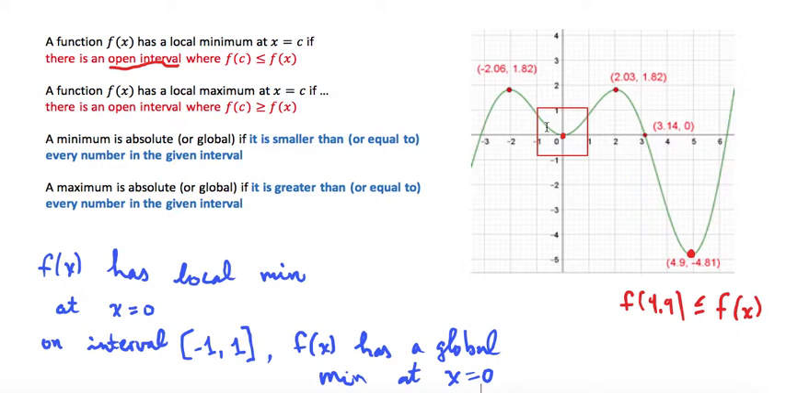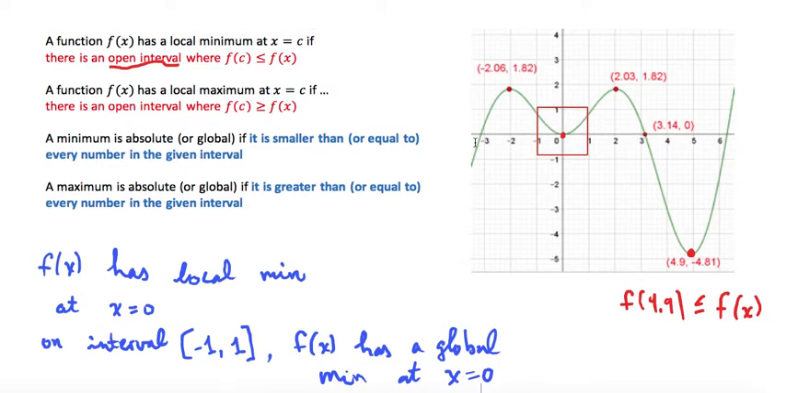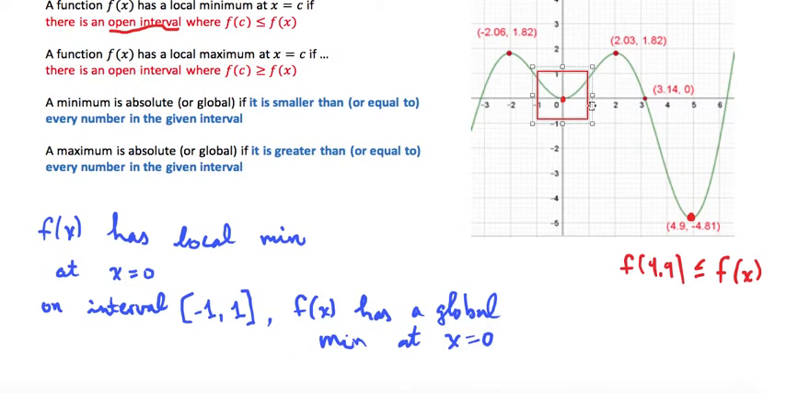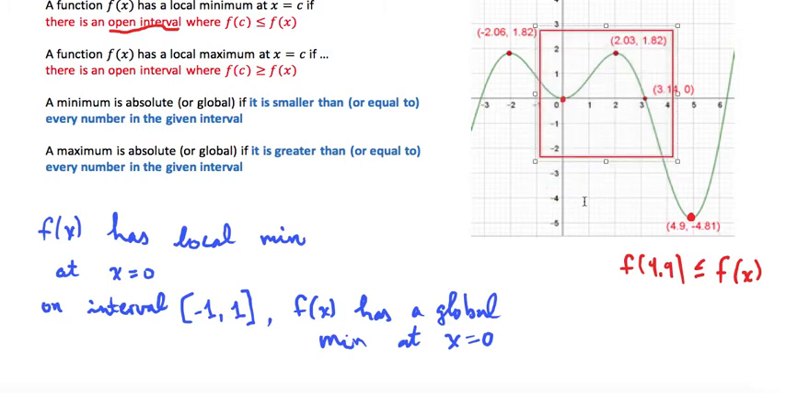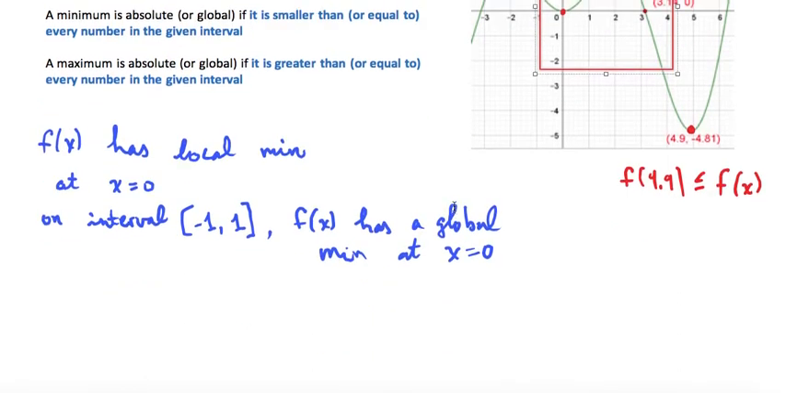Now, if I decide that I want to widen my range a little bit, if I want to expand this interval, so if I go all the way out to here, then f of x still has a local minimum. The local minimum doesn't change. Around here, this f of 0 is still the smallest point. But now that I have widened my interval all the way to x equals 4, there is some other point that's smaller than that. Okay?